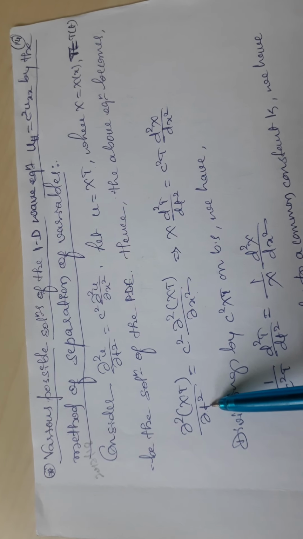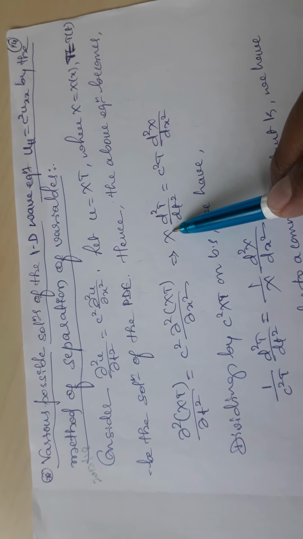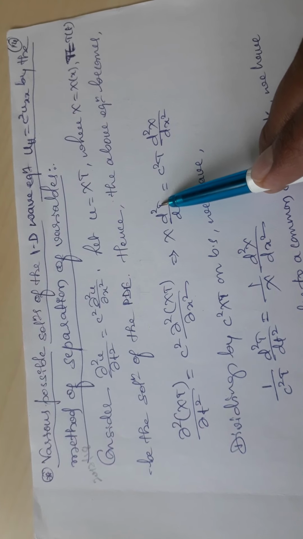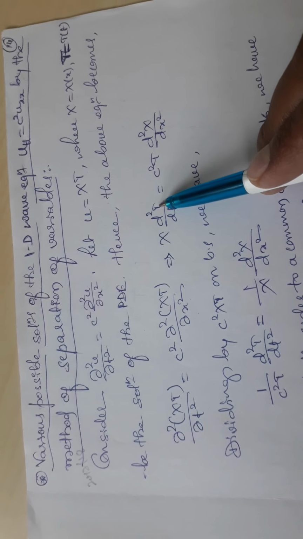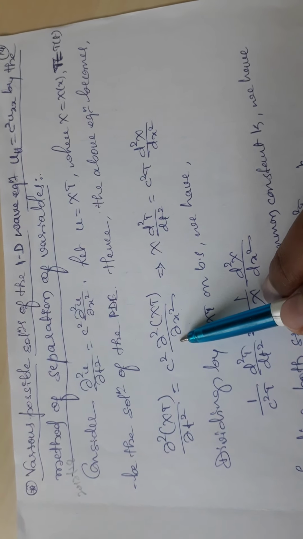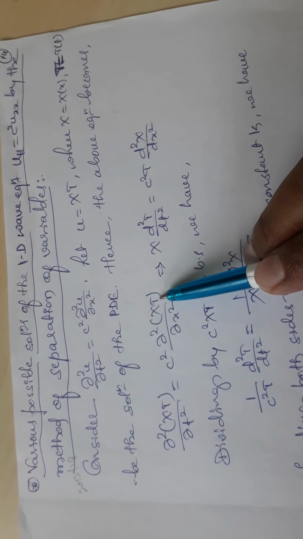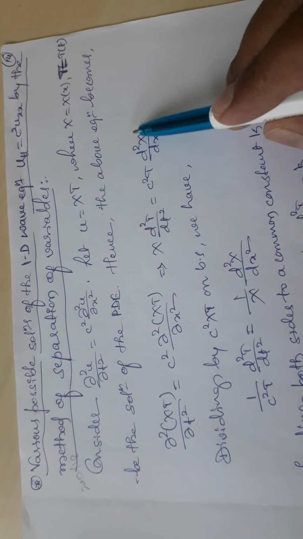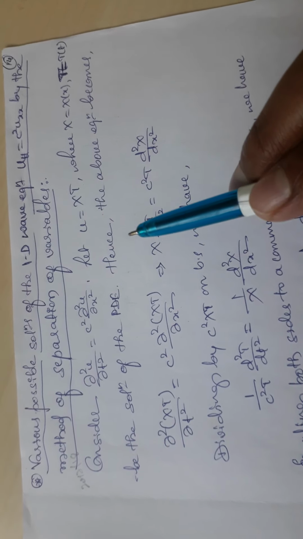Here, the function is in terms of t, therefore X is a constant, we can take X outside, therefore X d²T/dt², because it is with respect to only one variable, therefore we can take it as an ODE. And here the RHS is a function of only the variable x, therefore we can take T as a constant, therefore c² T d²X/dx². Now this is considered as an ODE.